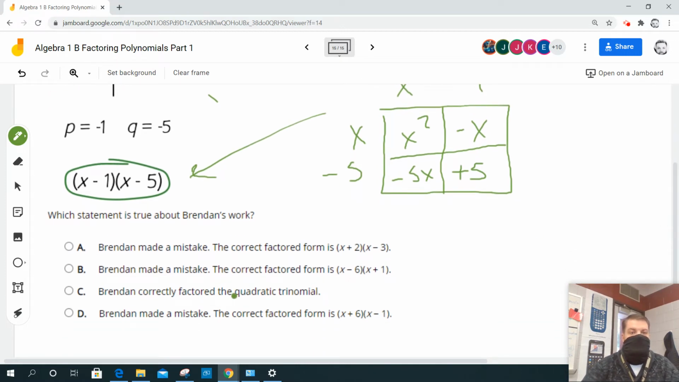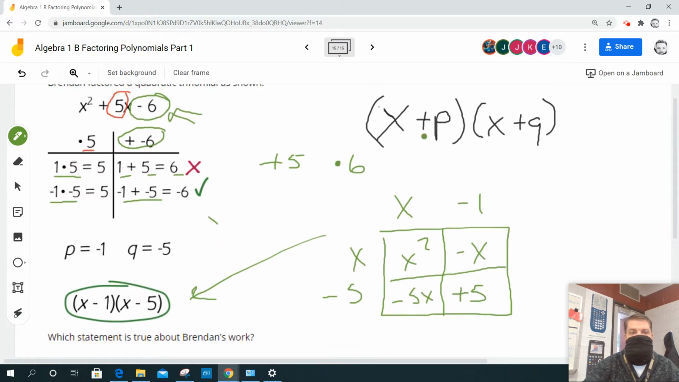It says Brendan made a mistake. He factored the form, which is, the correct factor form is 2 minus 3. That might be the case. We can multiply that out. So basically, to find the right answer, we would actually have to factor this. So let's do that real quick.